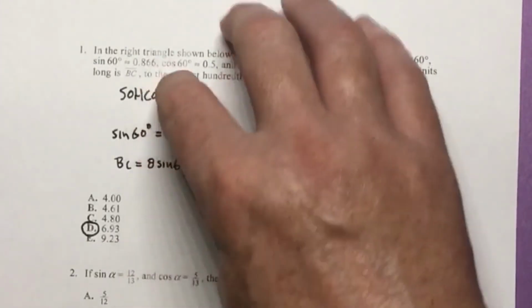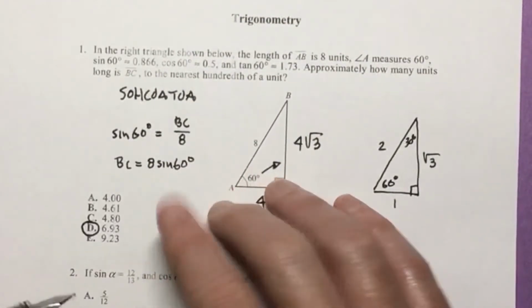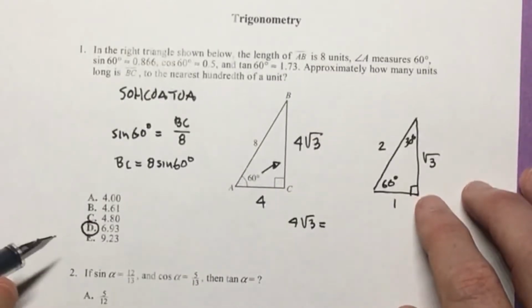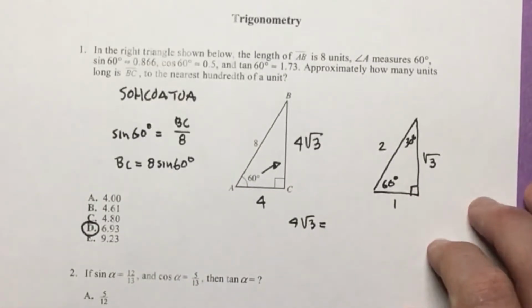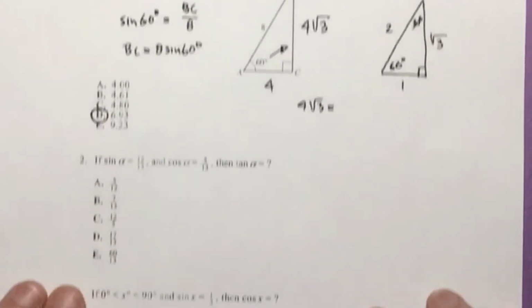They told us the sine of 60 degrees is 0.866. So 8 times 0.866, 86% of 8. Again, we're pointing right at D. So you could have done it that way as well. But look for those special triangles. They show up over and over and over again.